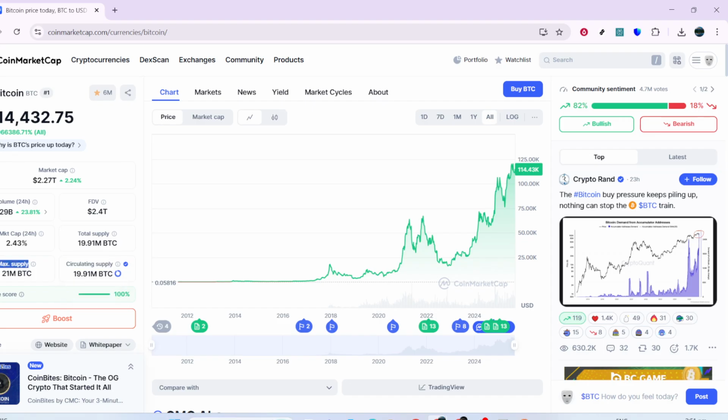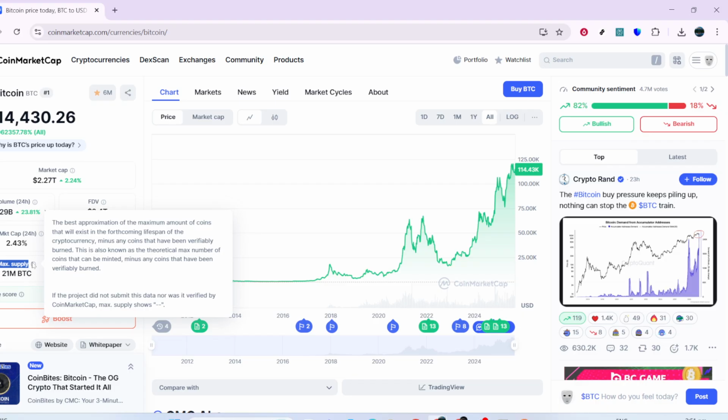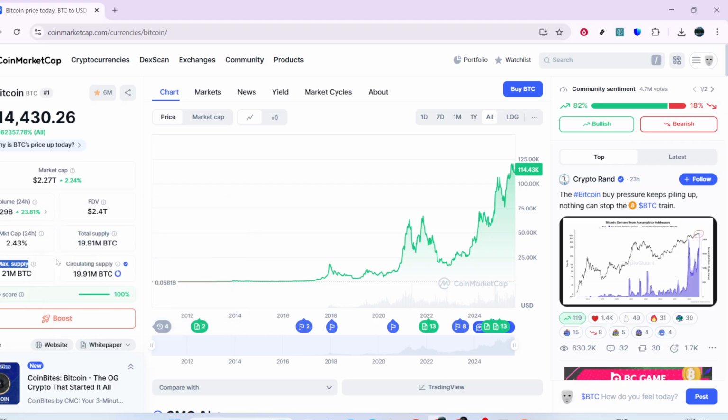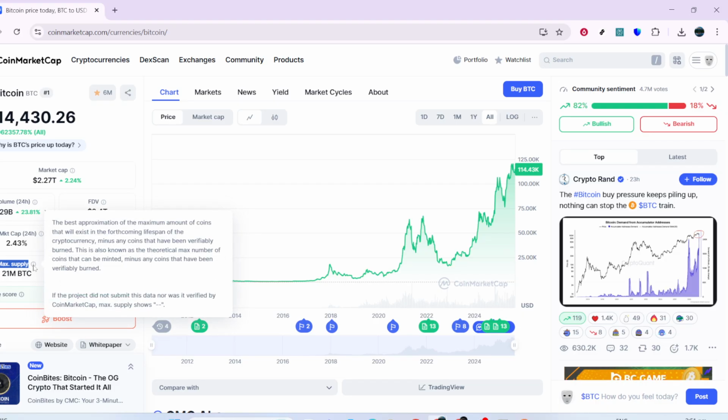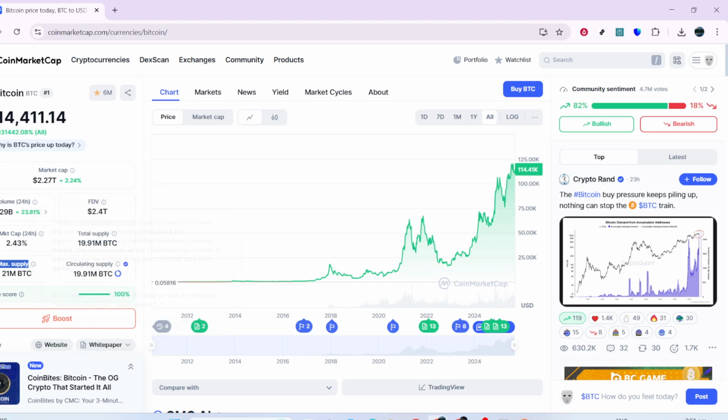This figure is the total number of coins that will ever exist for that particular cryptocurrency. For Bitcoin, this is capped at 21 million, making it a deflationary asset. Knowing this number can help you understand the long-term potential of the coin as more and more coins get mined, affecting its rarity and value.